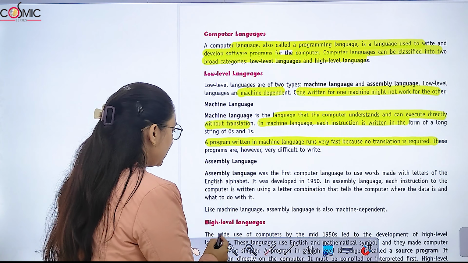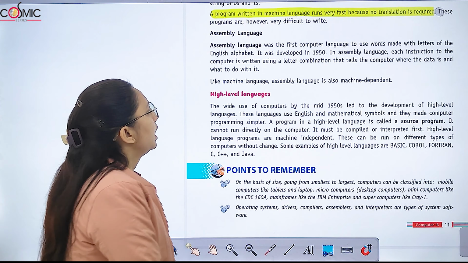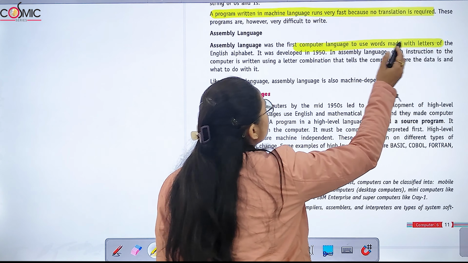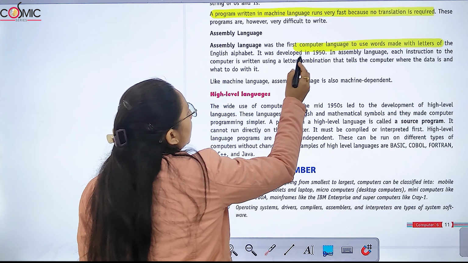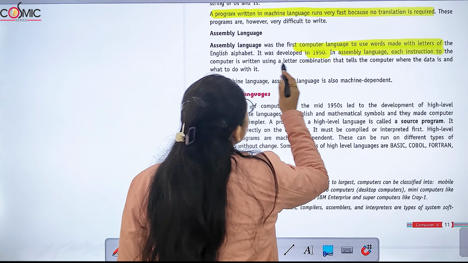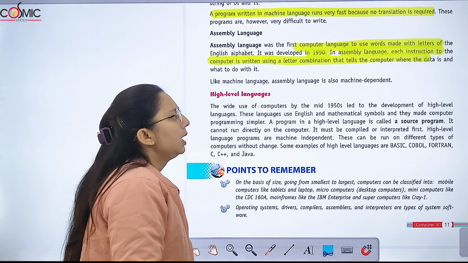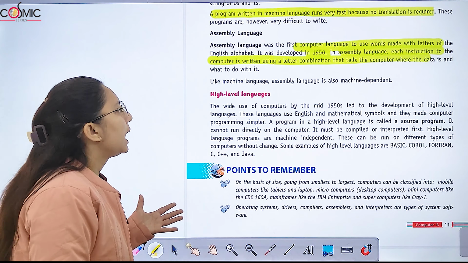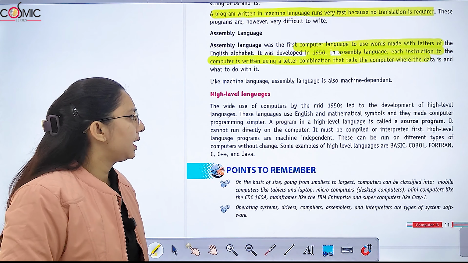Then we have assembly language. It is the first computer language which uses words made of letters of the English alphabet. It was developed in 1950. Each instruction to the computer is written using letter combinations that tell the computer where the data is and what to do with it. Now we have high level languages.